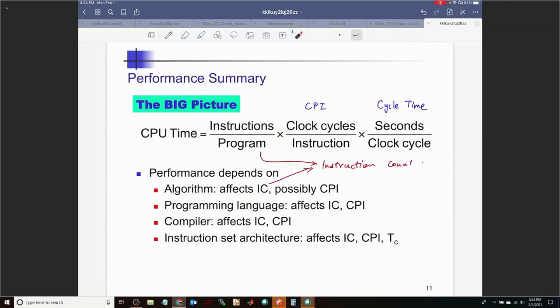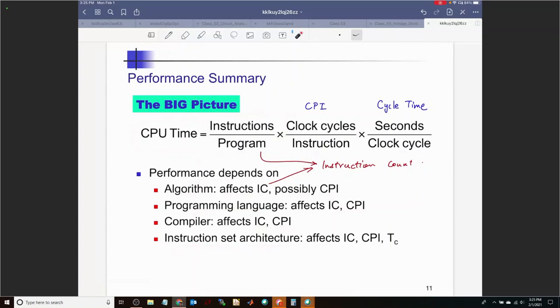Next, you have the compiler. Again, it affects both the instruction count as well as the clock cycles per instruction. What is the compiler responsible for? It is responsible for translating the source code into machine language code, right? So if it is doing that in an efficient manner with a fewer number of instructions per program, that's how it affects your instruction count. Then now the last one is the instruction set architecture.